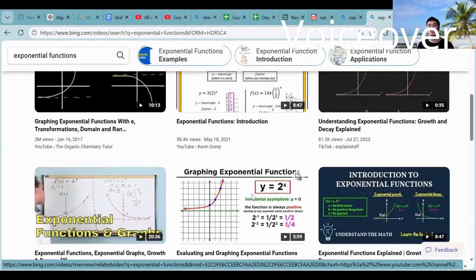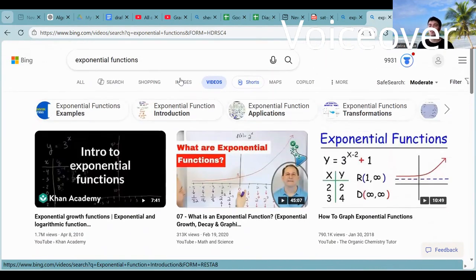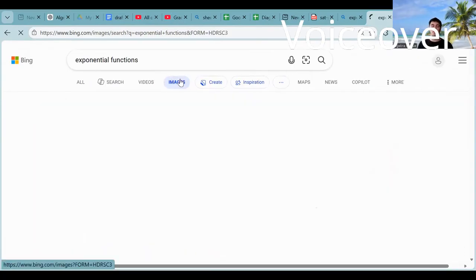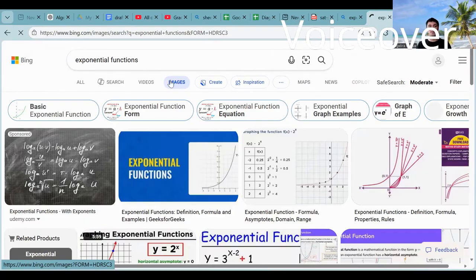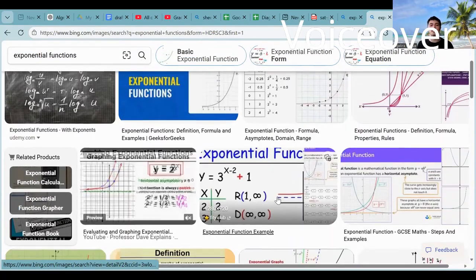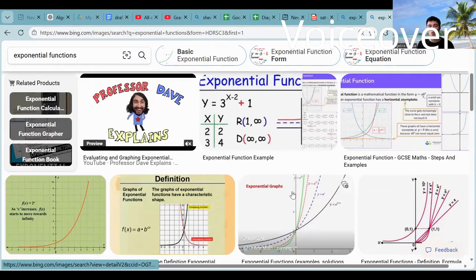On the other hand, if you're pretty sure you know this, you've learned it before, but you just don't remember it, a good start is an image search. It's just going to bring together a lot of those memories and bring them up to the surface.